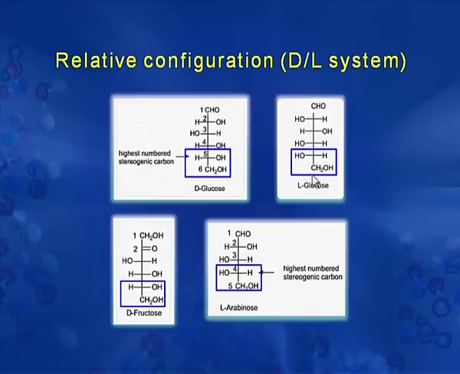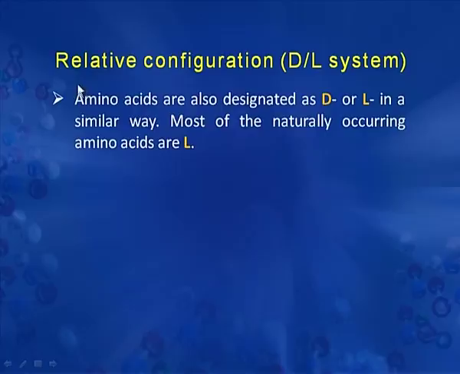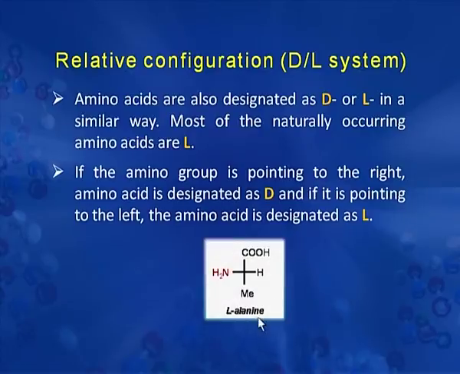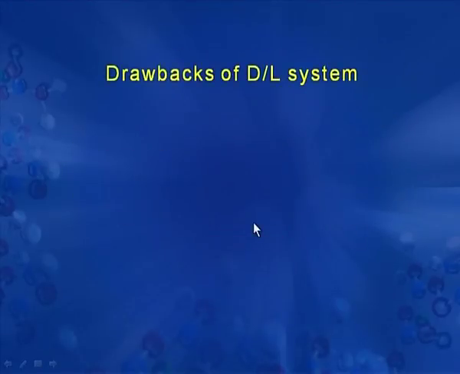So this method was used mainly for carbohydrates, then it was extended to amino acids also. Amino acids are also designated in the same manner. The only thing is we look for the amino group. If the amino group is on the right side, then the isomer is designated as D, and if it is on the left side, it is designated as L. Such as this is alanine, where the NH2 group is on the left side, so this is designated as L. But there are drawbacks of this method.